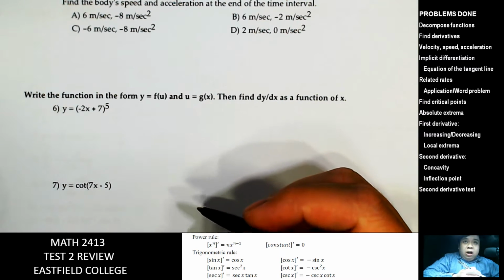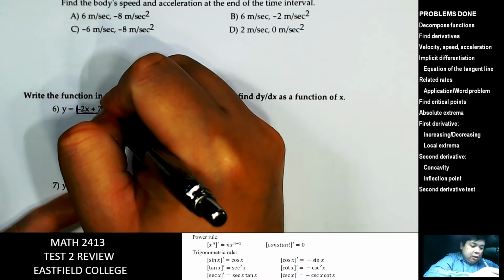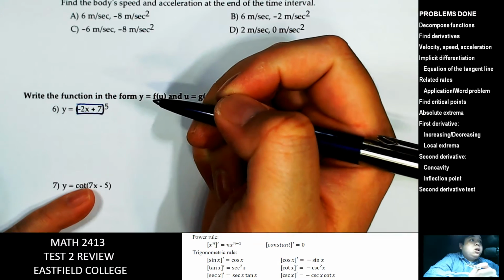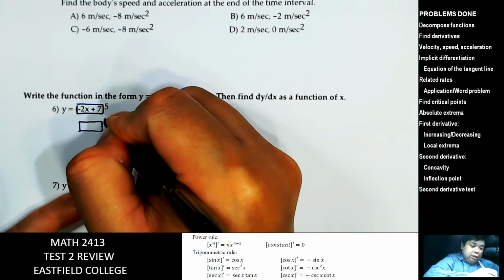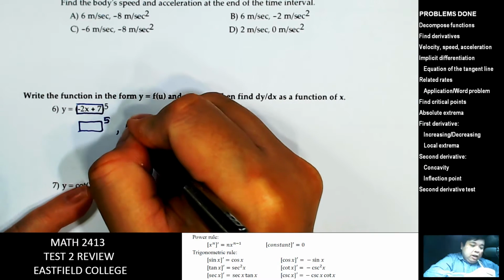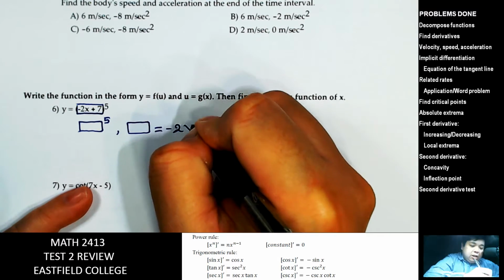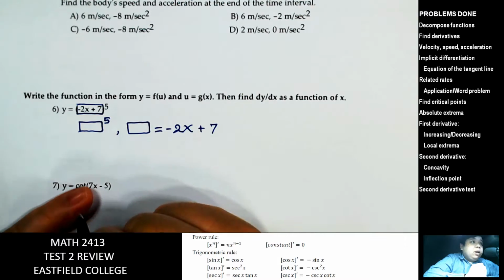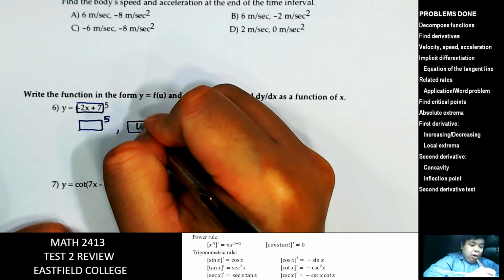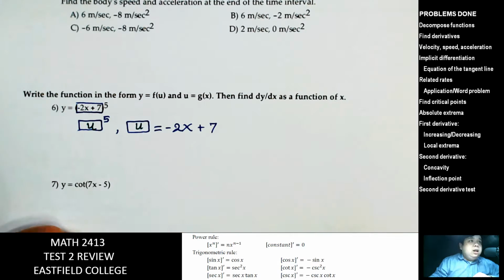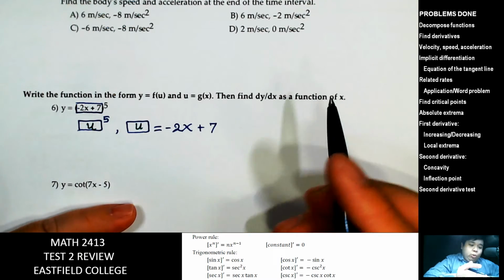So to decompose a function, we'll just put something in the box and we decompose. We have the function of the box, and that equal to negative 2x plus 7. Right? I'll just label the box U. Now we decompose the function in two.